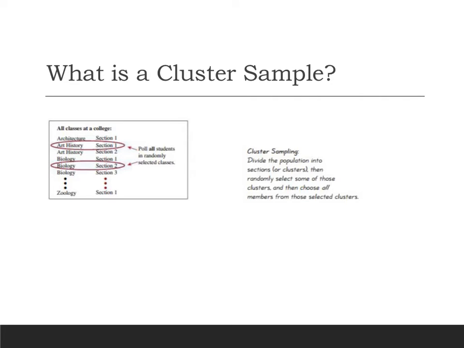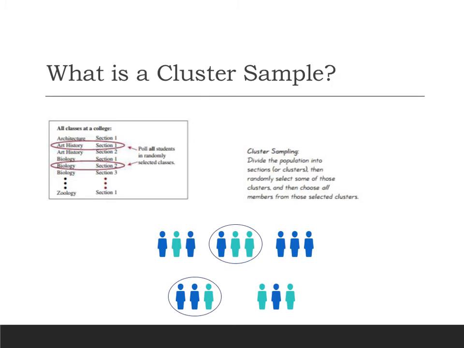So here's another with our lovely blue and teal people. So we have 5 groups of people for whatever reason, however they're determined for these clusters. We select 2 clusters, and then that becomes our sample. Those 6 people become our sample.